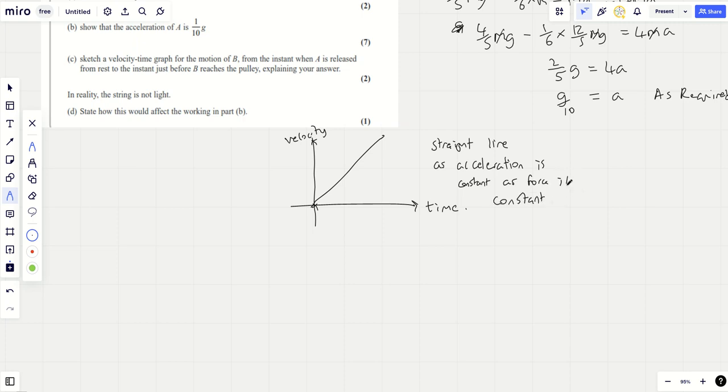Let's see what they wanted in the mark scheme. Let's have a look if they were happy with that. Acceleration is constant. Yeah, that's it. That's all they wanted.